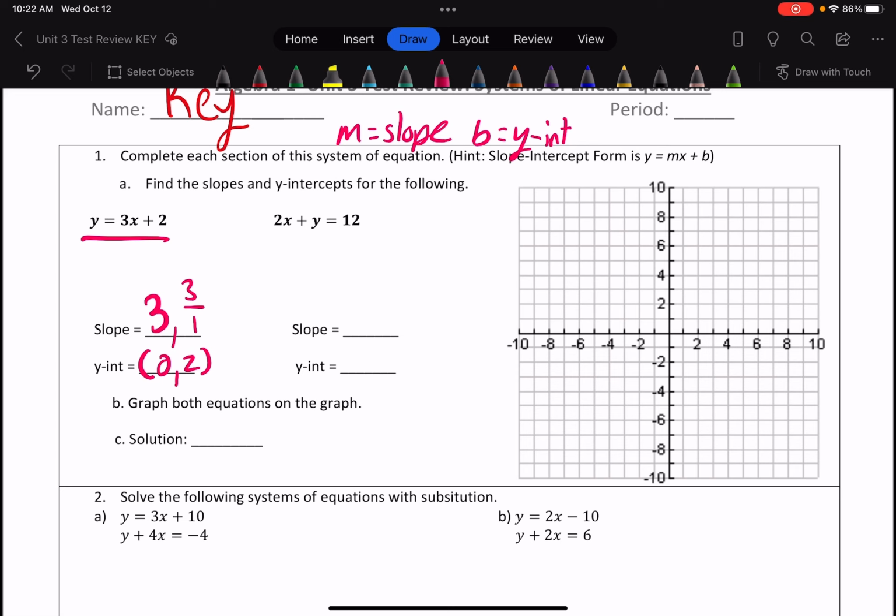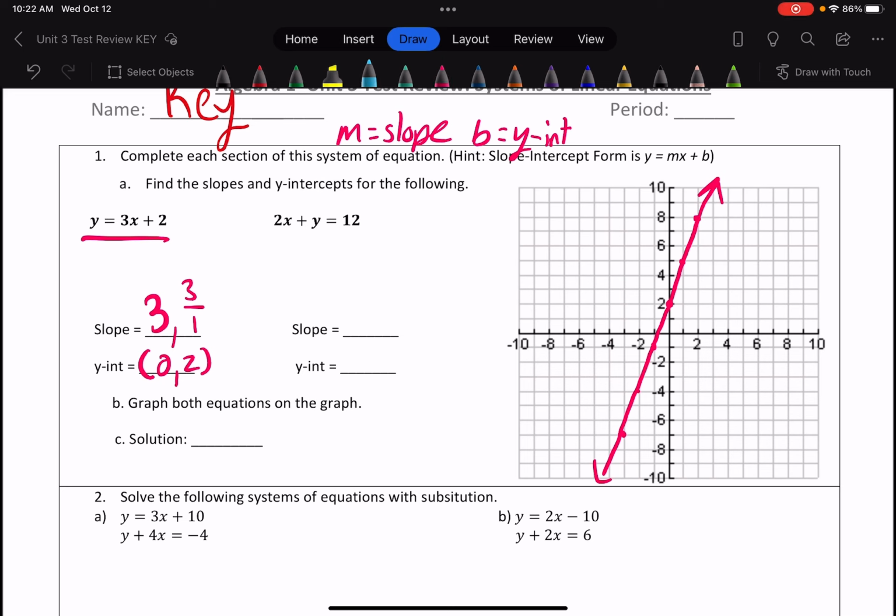So let's go ahead and graph this line. I'm going to start where my y value is 2. From that point, I'm going to go up 3 and to the right 1. And I can continue doing that, or I could go down 3 and to the left 1. And I'm not done yet. I need to make sure that I actually draw my linear equation. And that is the graph of our first linear equation.